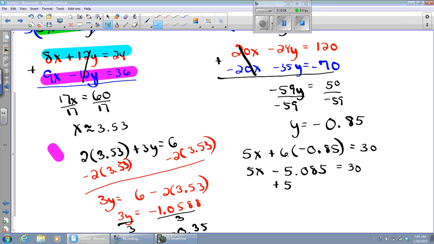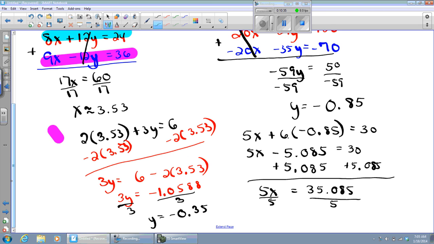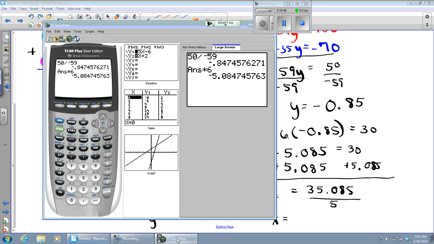Add that to both sides. And I will end up with 5x equaling this 35.085. And then I'm going to have to divide it by 5, right? So let's see here. Now you see, if I divide this rounded number by 5, it's going to come out to a decimal that stops. But my other one will stop, but it's just not going to be as pretty.